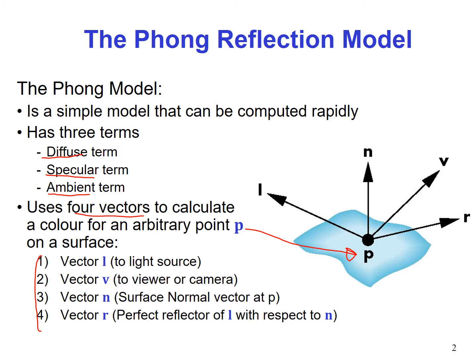The first vector L is the direction in which the light source is located. The second vector V is the direction where the viewer or the camera is located. The third vector N is the surface normal, calculated based on the orientation of the surface. And the final vector, vector R, is the vector that defines the perfect reflector of L with respect to the normal vector N. So if light comes from this direction, it is perfectly reflected in this direction because the angle with the normal here and the angle with the reflection here should be equal.